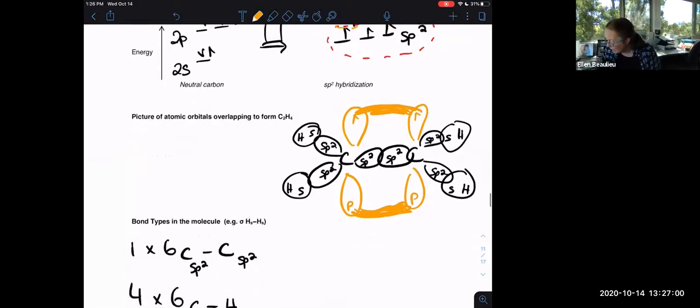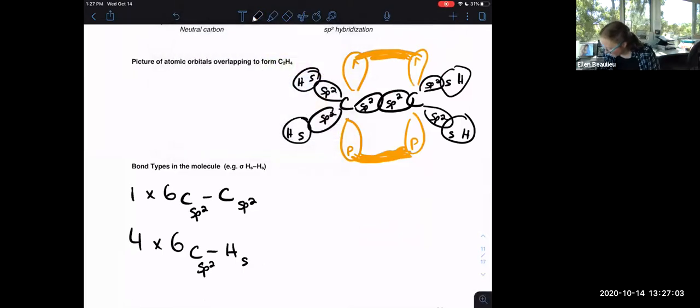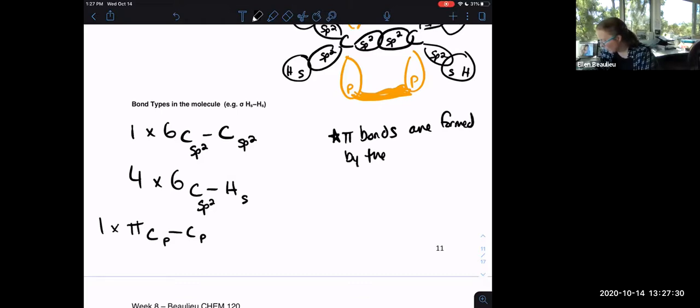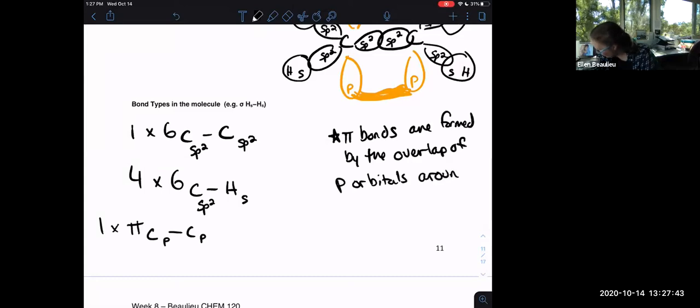So what we're drawing here is a pi bond. So we have one pi bond. And how is that pi bond formed? It's formed by the overlap of the p orbitals on each carbon atom. Pi bonds are formed by the overlap of p orbitals around, not on, around the axis of bonding.